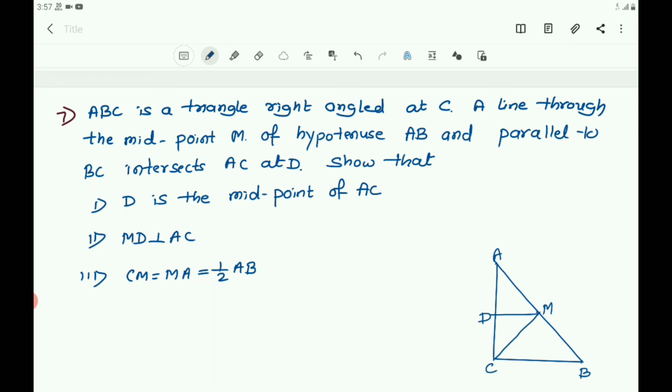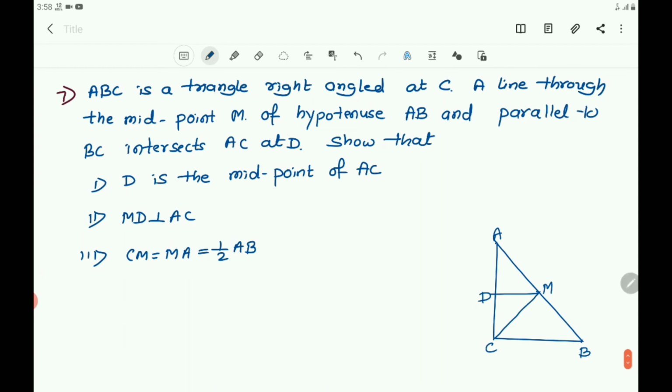Here it is given that triangle ACB is a right angle triangle, and angle C, that is angle ACB, equals 90 degrees, and M is the midpoint of AB. MD is drawn parallel to BC. Here we have to show that D is the midpoint of AC, and also MD perpendicular to AC, and CM equals MA, both of them equal to half AB.